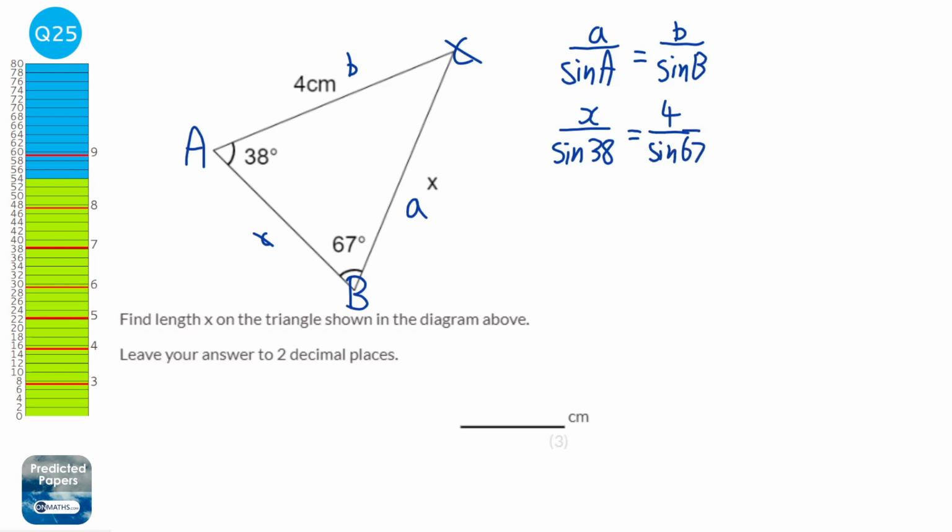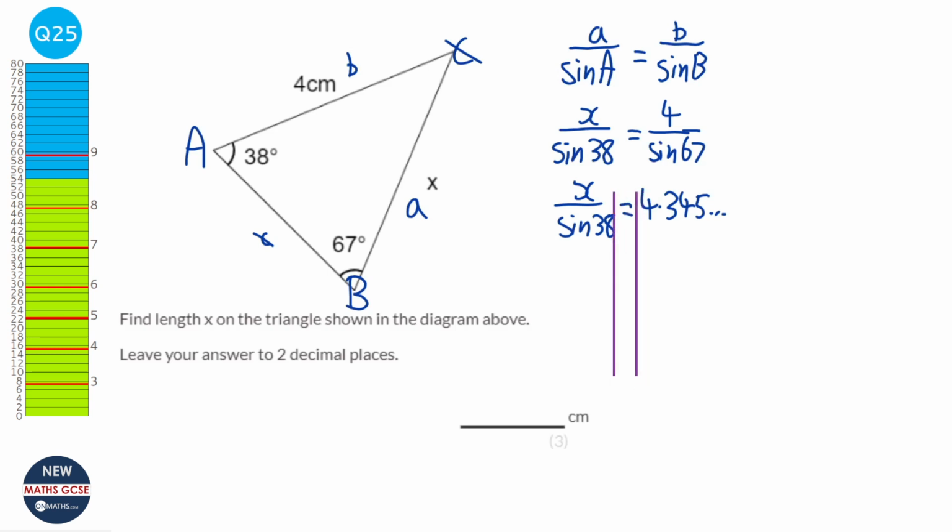Now you'll only ever sine an angle, so if you ever put a 4 in there or something, that's not going to be right straight away. Okay, let's work out what 4 over sine 67 is, and that's 4.345, blah blah blah. So we're going to solve this. It's going to be a nice easy solve today, because all we need to do is times both sides by sine 38. And so that will give us 2.675, blah blah blah. And when we round that, we get 2.68.